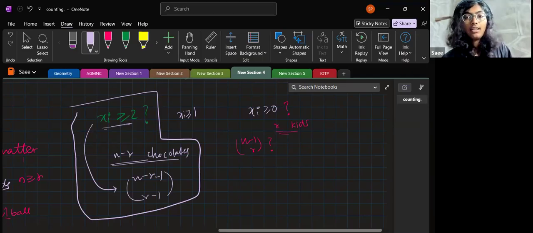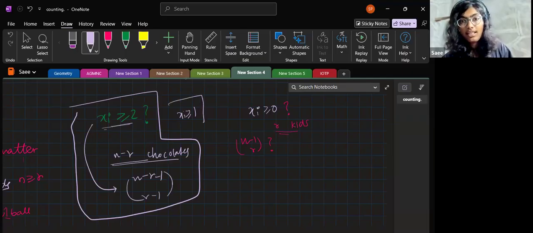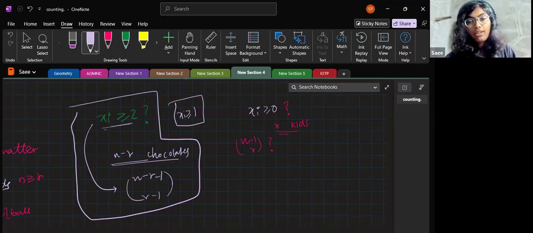The condition for which we know how to solve the question is xi at least 1, right? Then how do we go from there to at least 0? Just take away one chocolate from everybody so that xi will be at least 0. Does the idea make sense?